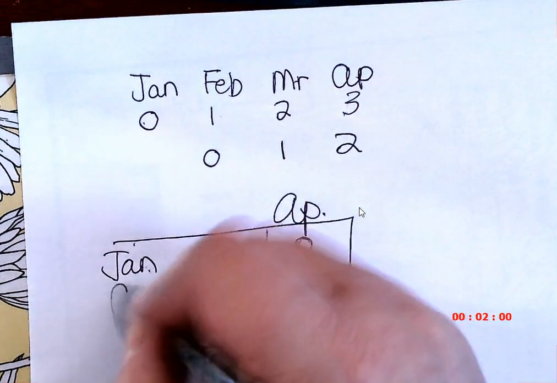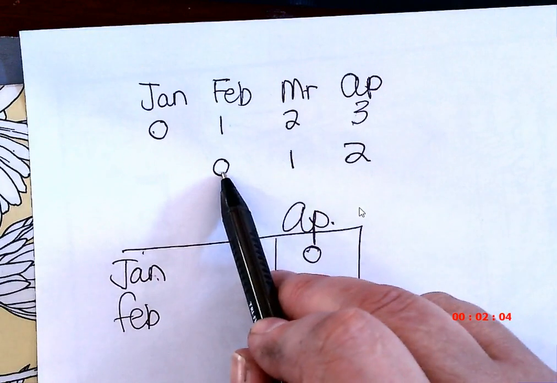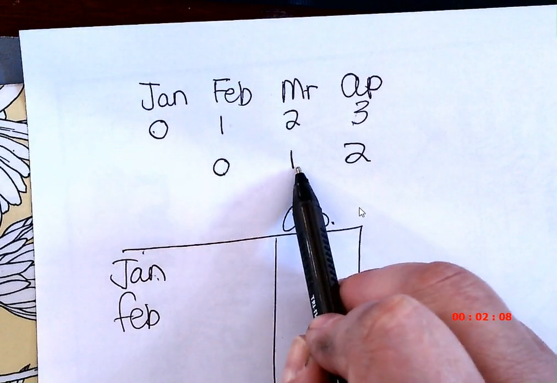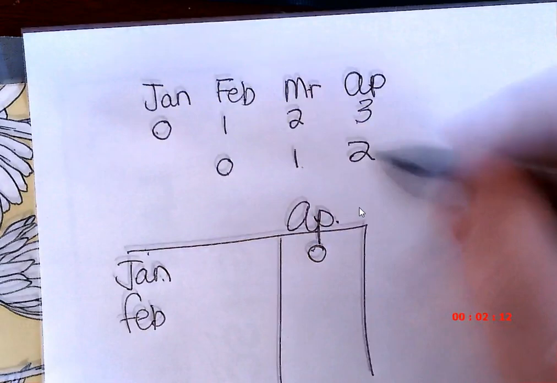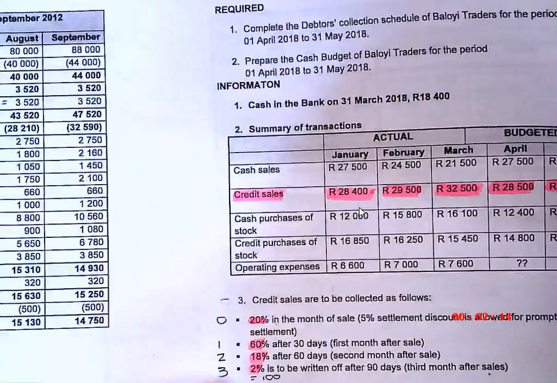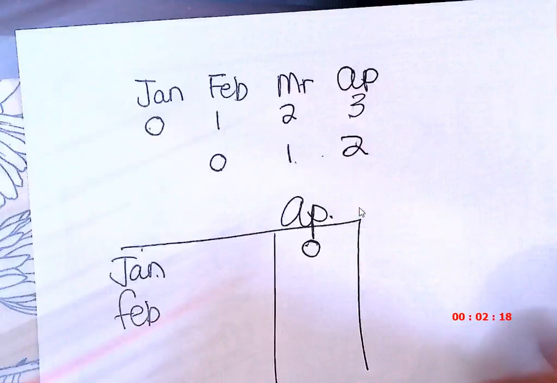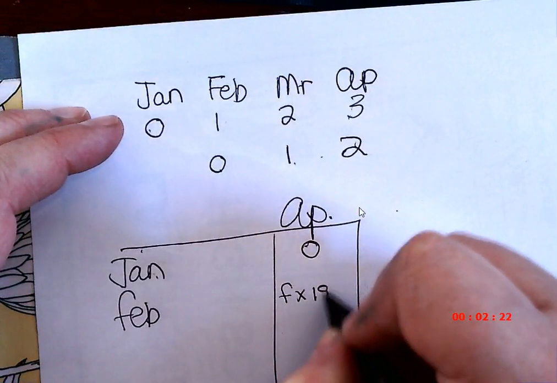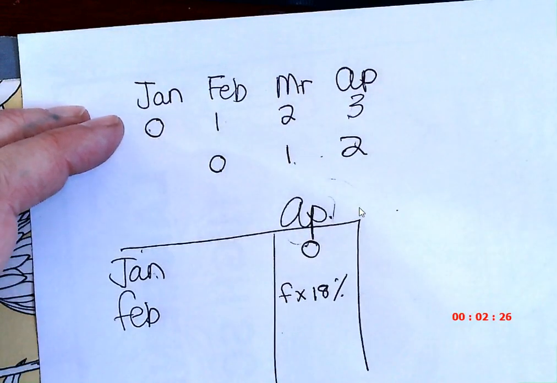If I go look at February, now February is 0 because it's the month of the transaction. March would be 1 month following. April would be 2 months following. 2 months following is 18%. So I'm going to take February's credit sales times 18%, and that's what I'll receive in April.